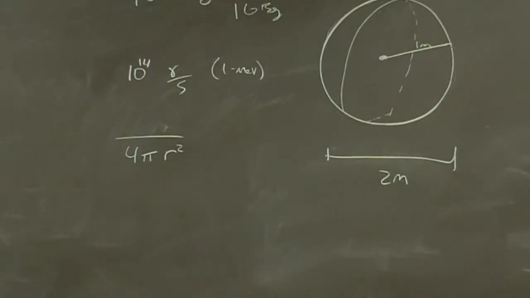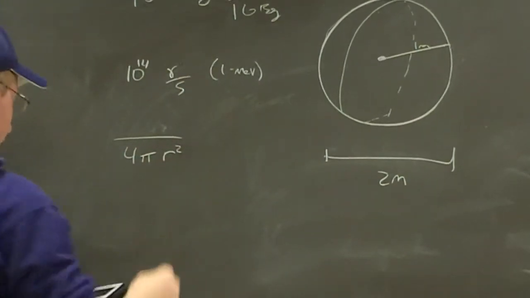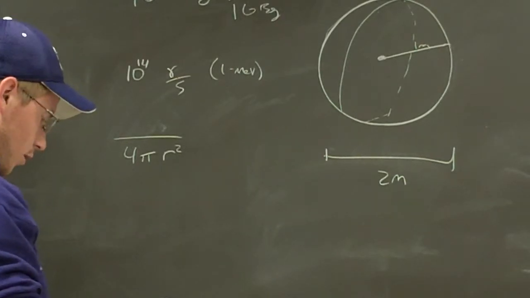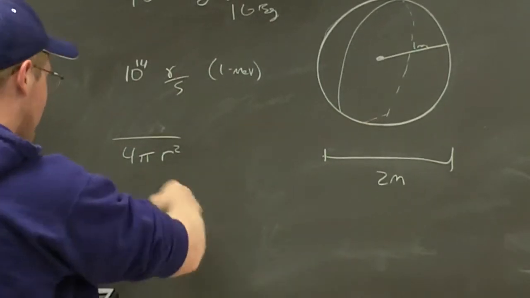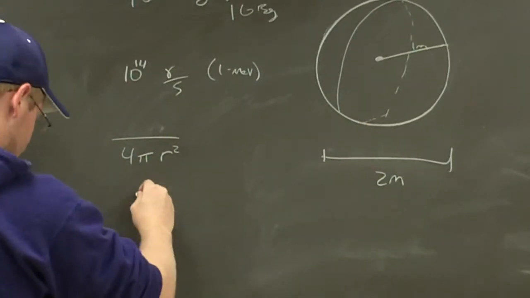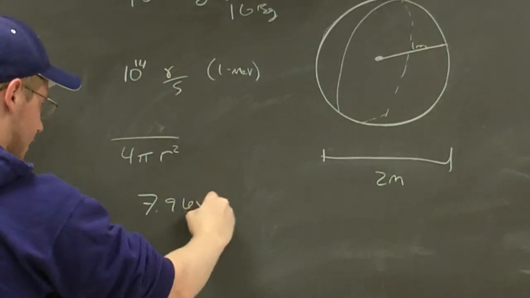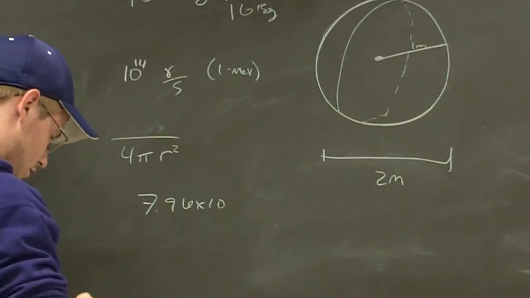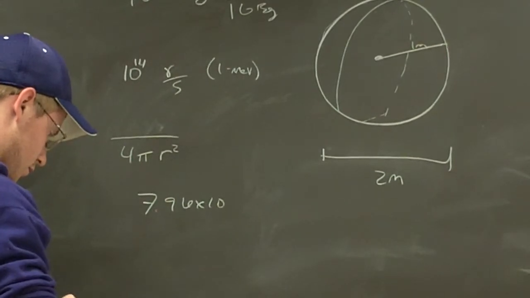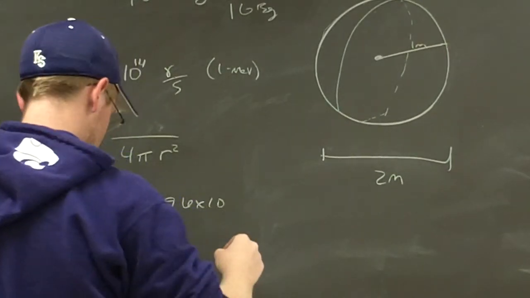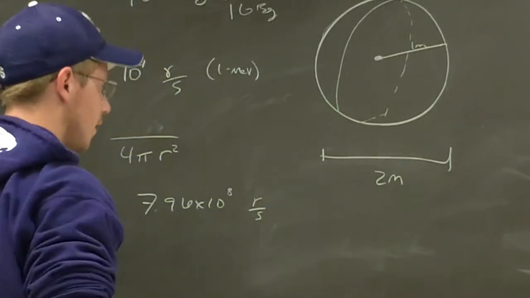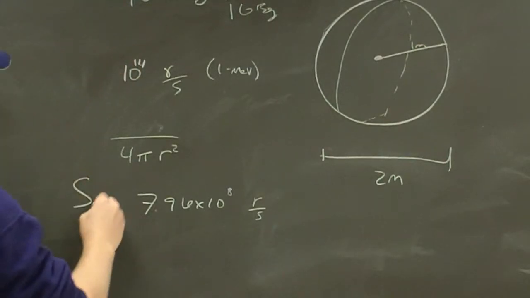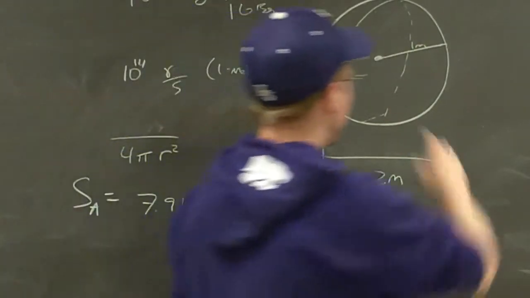So if we wanted to find out the per area source of this, it's going to be 10 to the 14 divided by 4 pi divided by 100 squared. So it's going to be 7.96 times 10 to the 8 photons per second. So this would be our area source strength.